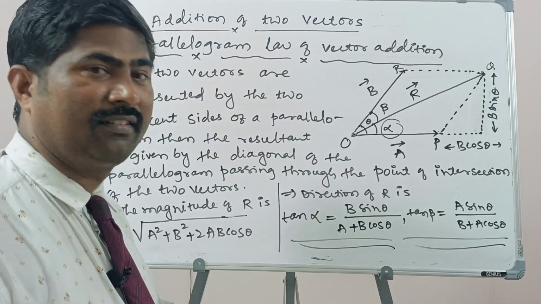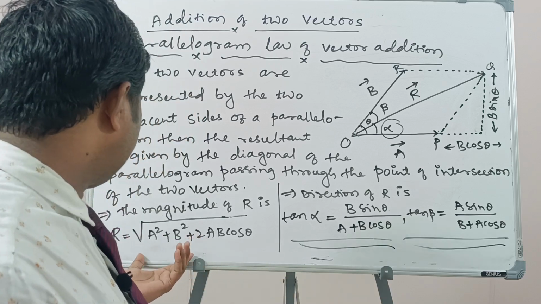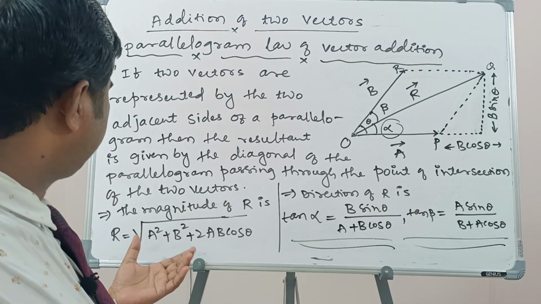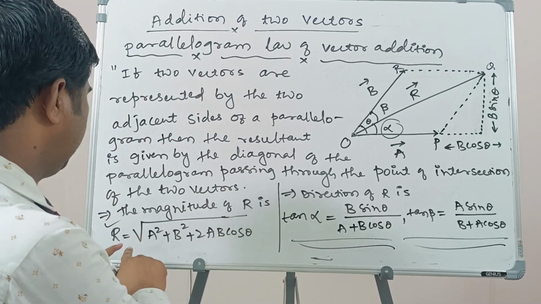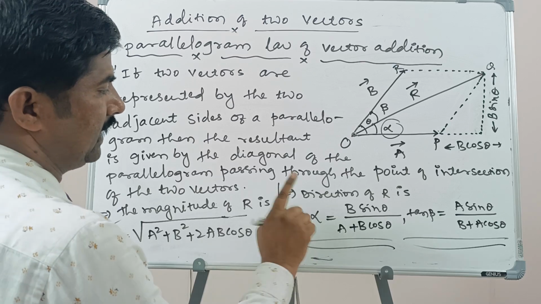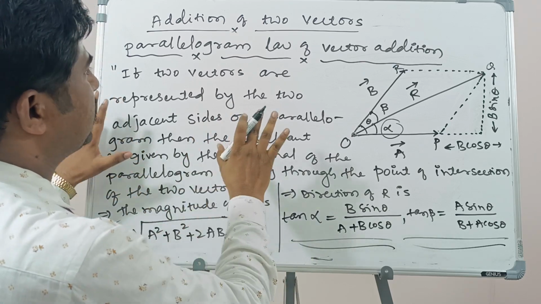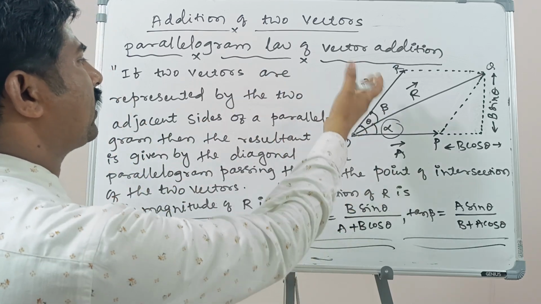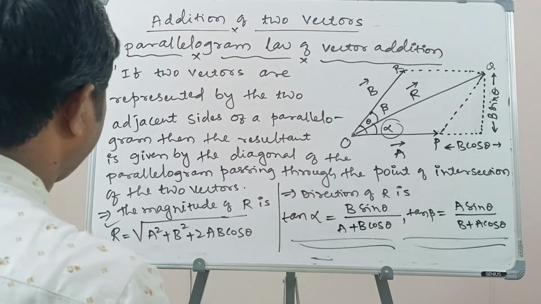Then this derivation, if you want, I will derive it. But for competitive purposes, you must remember only the formula, this resultant and its direction. We will show the maximum and minimum, and when the two vectors are said to be maximum and minimum. Now we will discuss that.